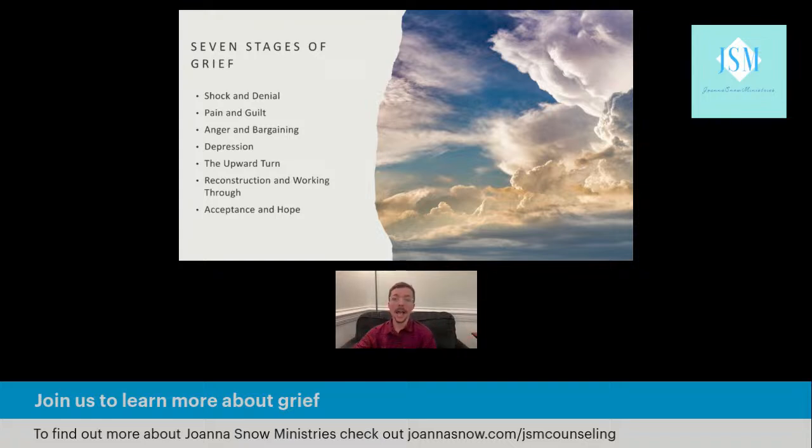And then later have the anger and bargaining stage, or they might overlap some, right? While you're in shock and denial, you may move into pain and guilt, but also have anger and bargaining at the same time. And then you might move into the upward turn, like we talked about a minute ago, and then the reconstruction and working through. But then you might start feeling those feelings of sadness in that depression stage. So it's not always just, okay, I'm getting better and it's always going to be up from here, right?